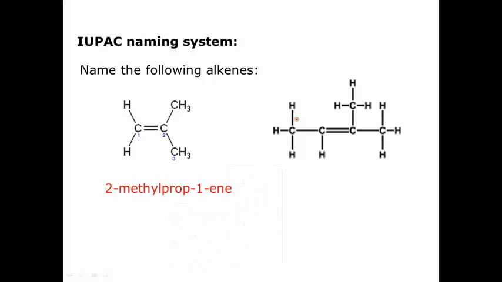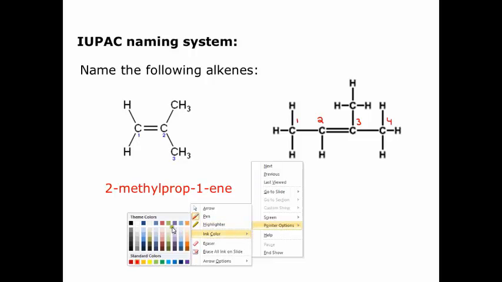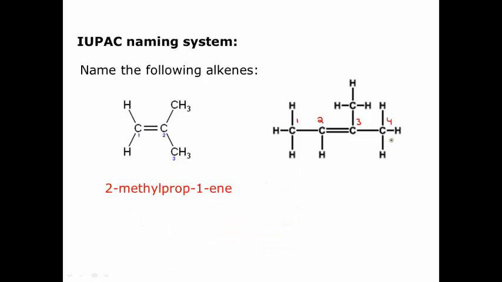I could number it from left to right, in which case the double bond begins at carbon 2. Or I could number this from right to left, in which case the double bond also begins at carbon 2. So no matter what numbering technique I use in this case, the double bond will always start at carbon 2.